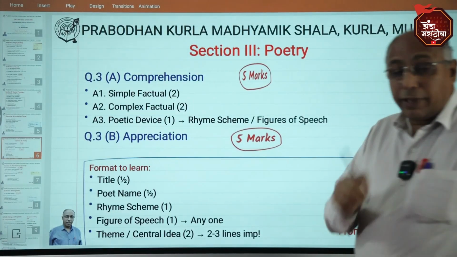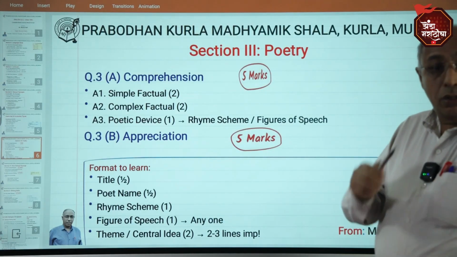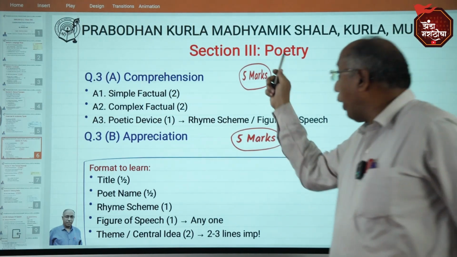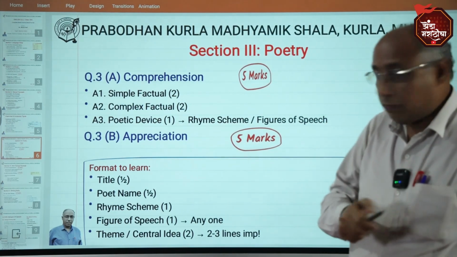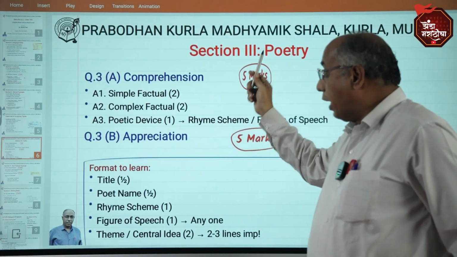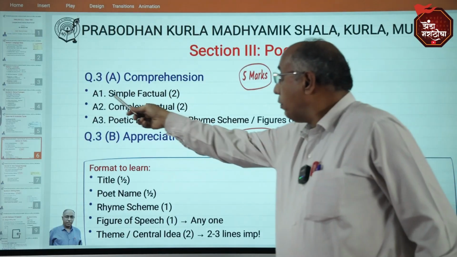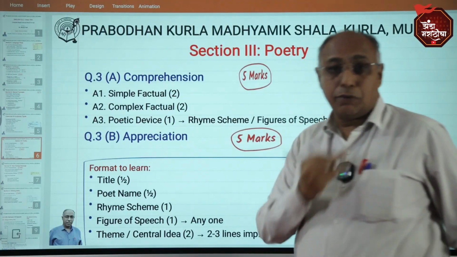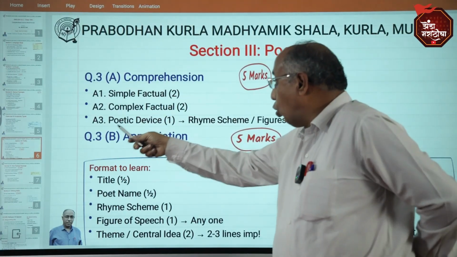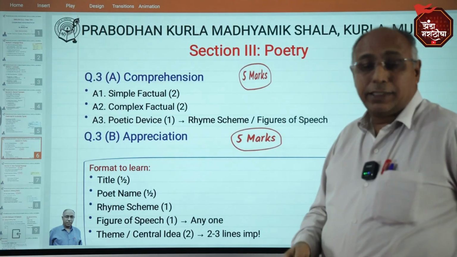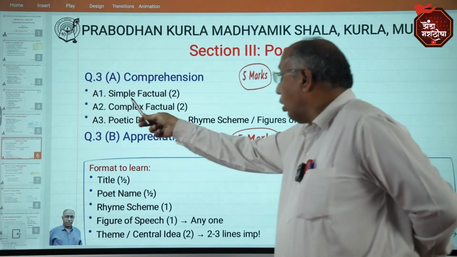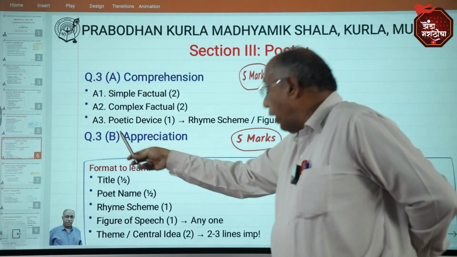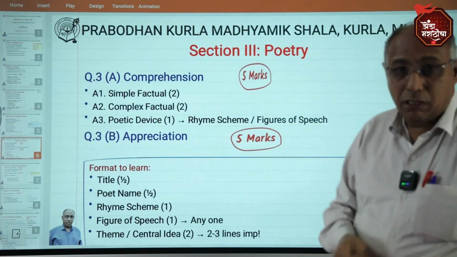Students, it is very important to study section 3. This section 3 is related to the poetry section that you studied in your textbook. It consists of question number 3A, means comprehension. 3 activities will be given, activity number 1, 2 and 3. The same as in the passage, activity number 1 will be simple factual, activity number 2 will be complex factual, and activity 3 is poetic device, means what?